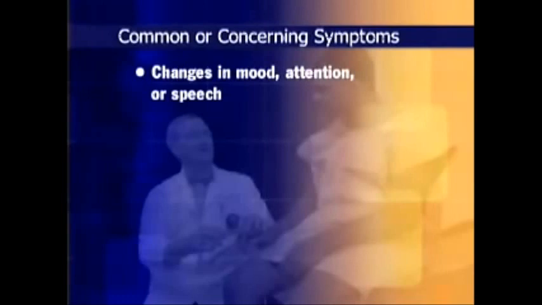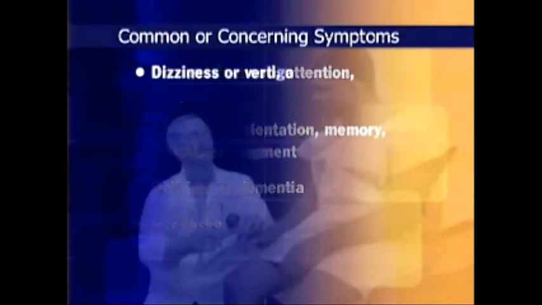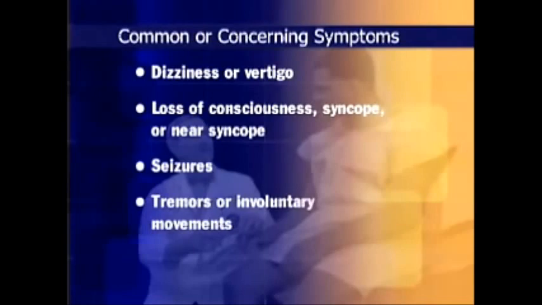Common or concerning symptoms relating to the nervous system, and which are specific to cranial nerves and the motor system, include changes in mood, attention, or speech, changes in orientation, memory, insight, or judgment, delirium or dementia, headache, dizziness or vertigo, loss of consciousness, syncope or near syncope, seizures, and tremors or involuntary movements. By eliciting the patient's concerns before the examination, you prepare for an examination that is efficient and productive.